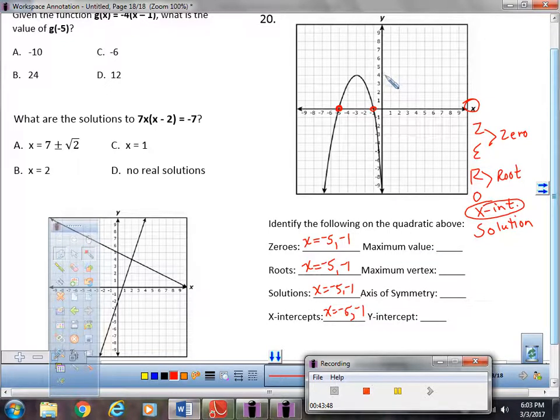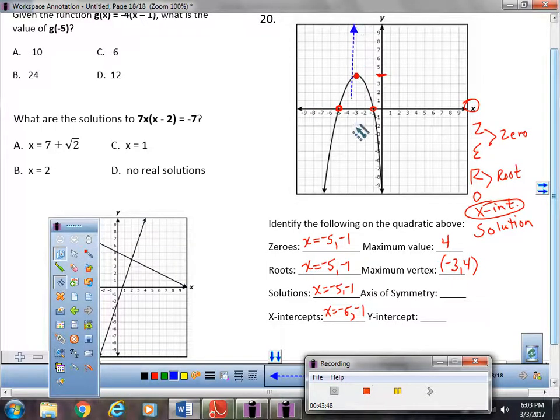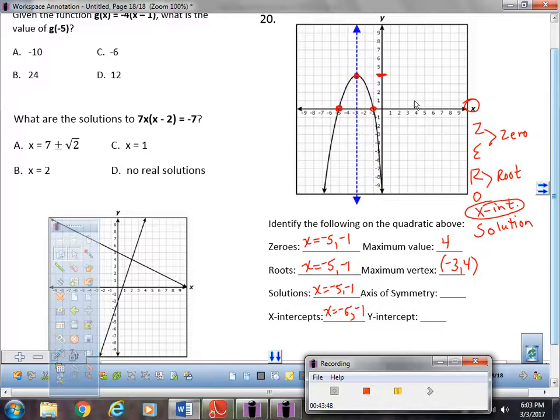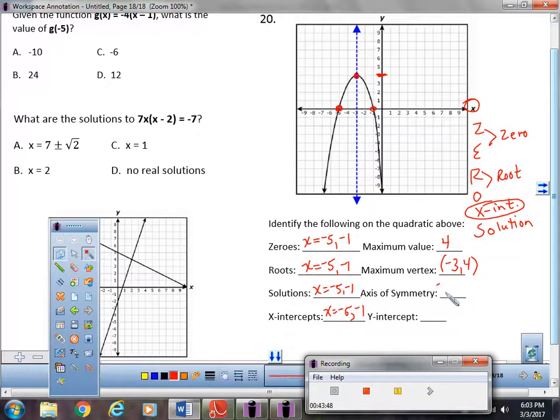Now, maximum value is the highest y coordinate. This is the maximum value right here, which is 4. The maximum vertex is the highest point, so -3, 4. And then the axis of symmetry would be the line that splits it down the middle. It has to go through the vertex. And so, let me move that over a little bit, about right there. So if you look for your equation, it's going to be x equals, what, -3? So -3. And then your y-intercept would be down here where it crosses the y-axis, so 0, -8.